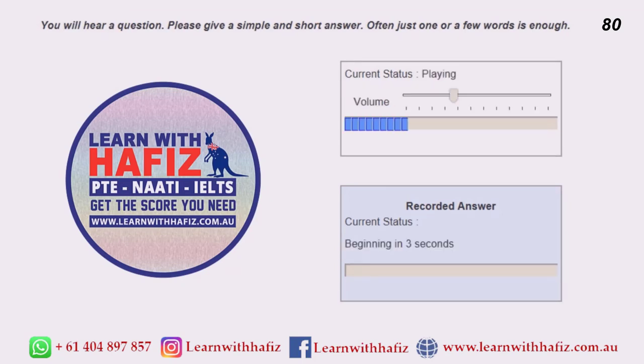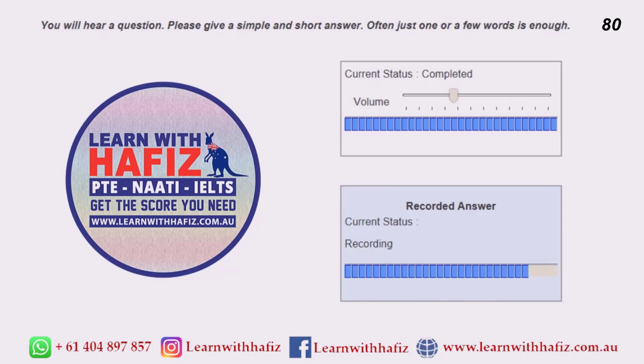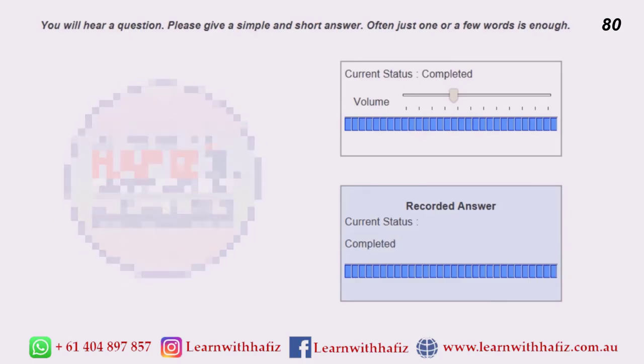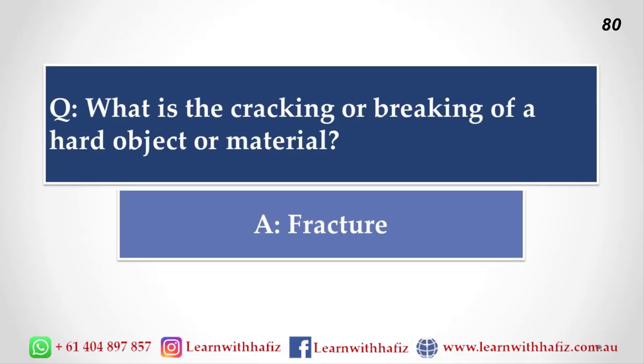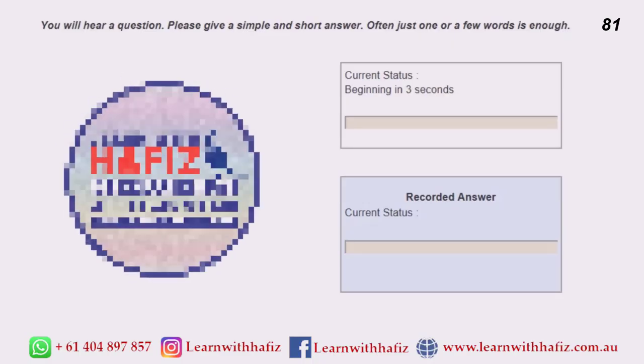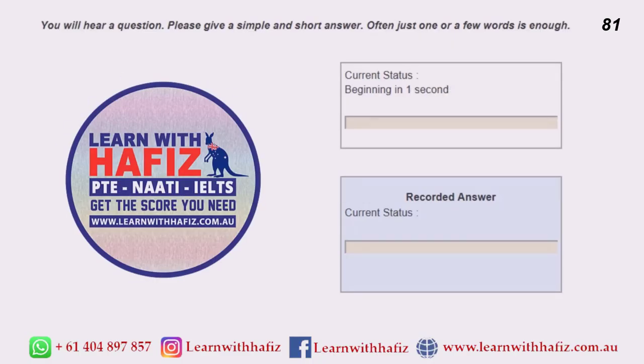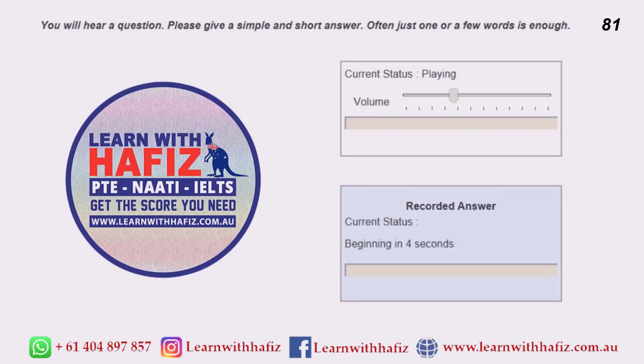What is the cracking or breaking of a hard object or material? Correct answer is. If you have a toothache, do you go to a surgeon or a dentist?